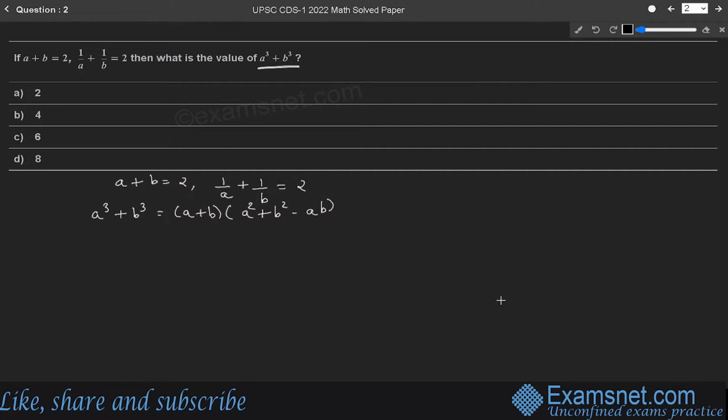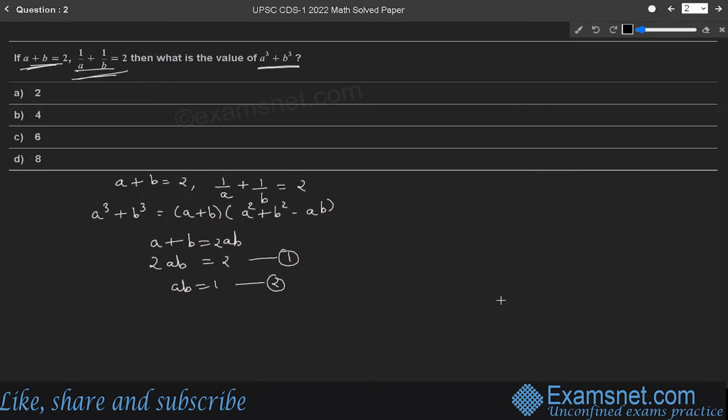Now, we have A plus B is equal to 2 from the question and we also have 1 by A plus 1 by B is equal to 2. So, from both these equations, we can write (A plus B) upon AB is equal to 2. So 2 upon AB will be equal to 2, from equation number 1, and AB is equal to 1 from equation number 2. See, this is the first equation and this is the second equation.